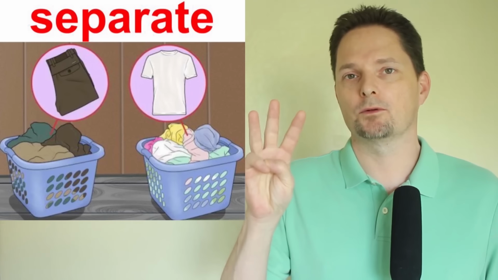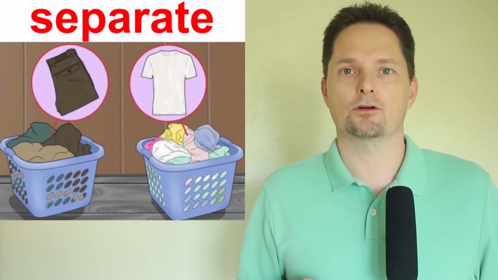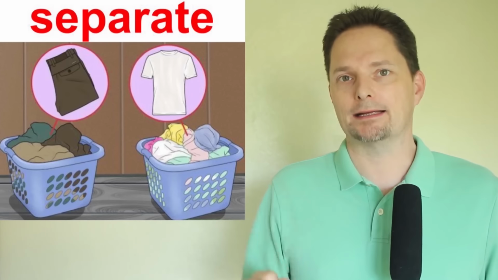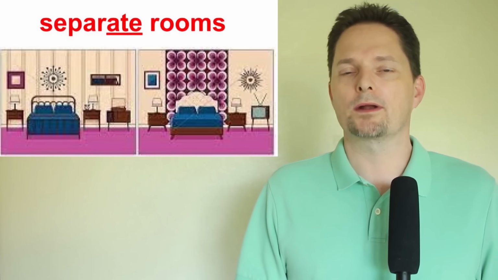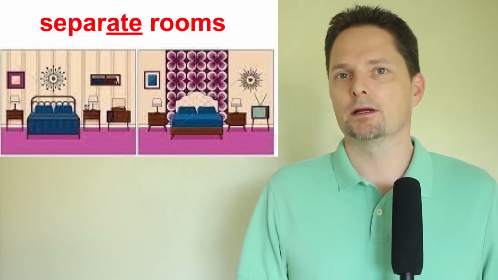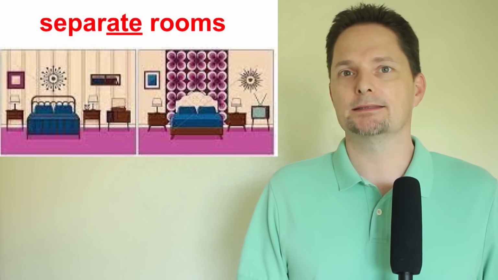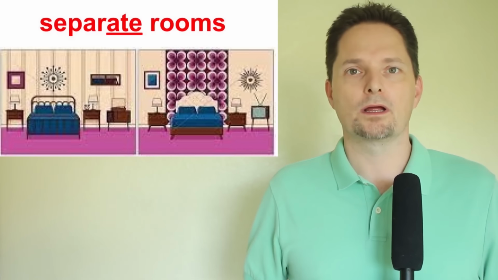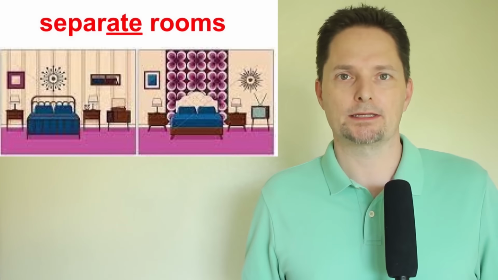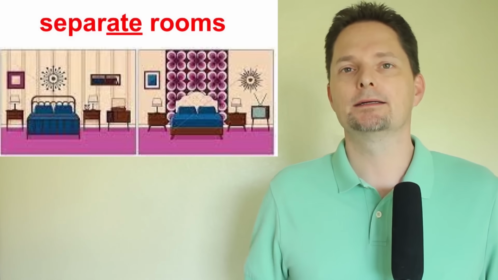Separate. 3 syllables, we stress the first. Separate. We stress the third. So we pronounce the long A sound. Separate. When it's not a verb, we pronounce it separate, with the it sound. Because when you say separate, the stress is on the first syllable only, and that syllable ate is not stressed. So we change the pronunciation to it.